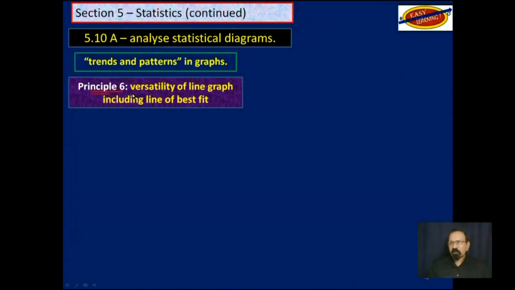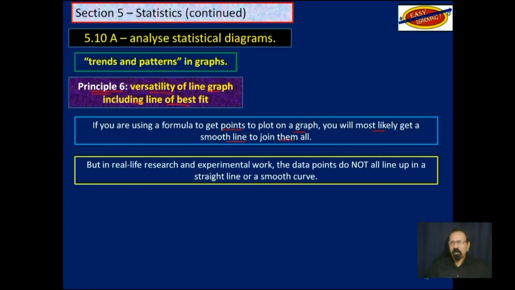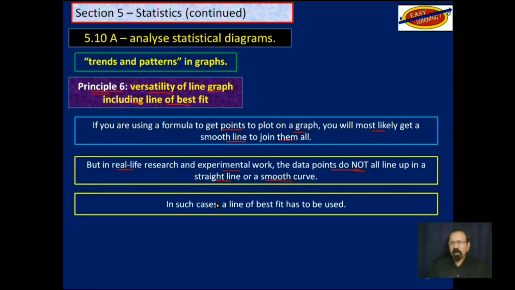Now, principle 6, the versatility of line graphs, including line of best fit. If you are using a formula to plot points on a graph, you will most likely get a smooth line to join all those points. But in real-life research and experimental work, the data points do not all line up in a straight line or a smooth curve. In such cases, a line of best fit has to be used. That's one of the advantages of using a line graph.